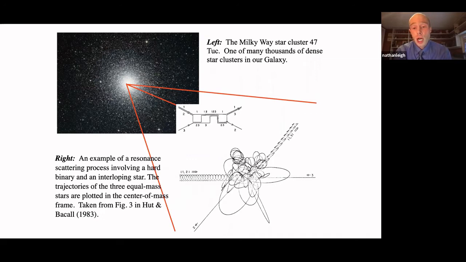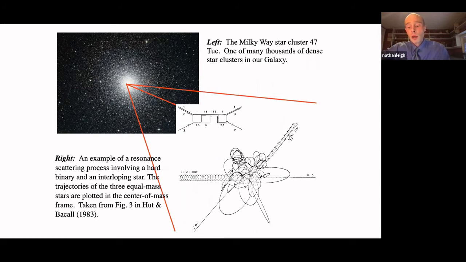What we see is the original binary, labeled with objects 1 and 2, comes in from the left. The original interloping single star, labeled object 3, comes in from the right. A chaotic gravitationally bound three-body interaction ensues, mediated entirely by Newtonian gravity. The interaction ends with particle 2 being ejected, leaving particles 1 and 3 in a binary. So it's an exchange interaction because particle 2 was exchanged out of the binary and particle 3 was exchanged into the binary.